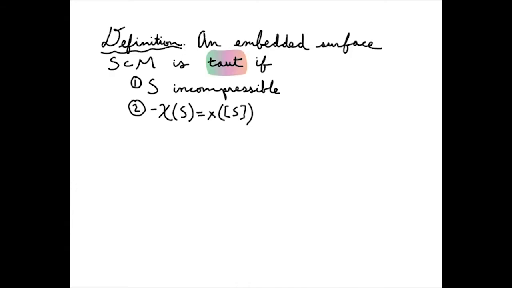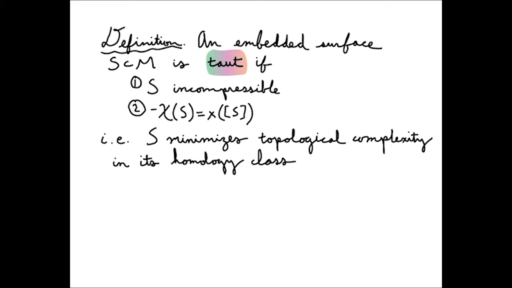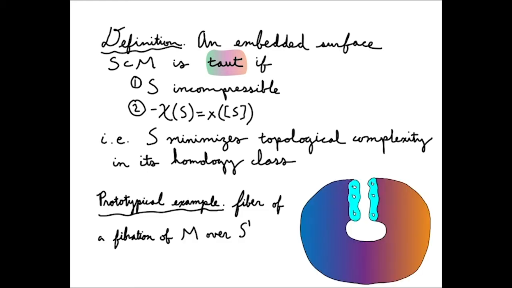So let's start talking about surfaces. An embedded surface S in my manifold is taut if it's incompressible and its negative Euler characteristic is equal to the Thurston norm of its homology class. So this is saying that S minimizes the topological complexity in its homology class. There's no topology of S that's not telling you something about the topology of M. The prototypical example is a fiber of a fibration of M over S^1, over the circle. So there I've tried to draw a picture that evokes that.